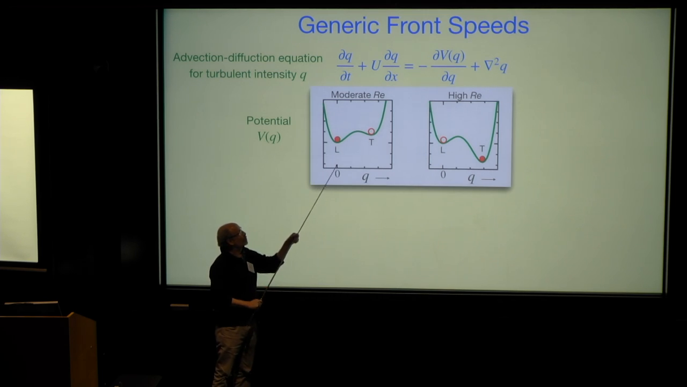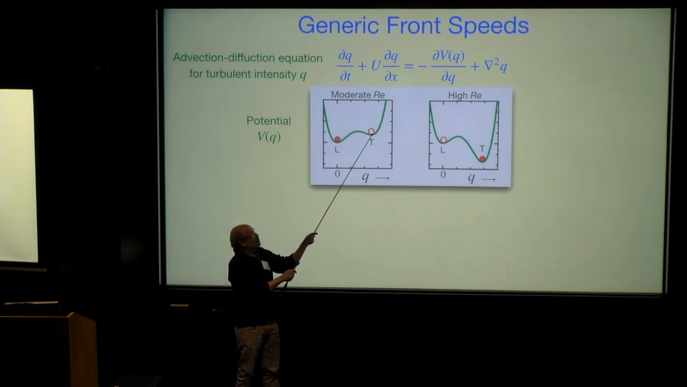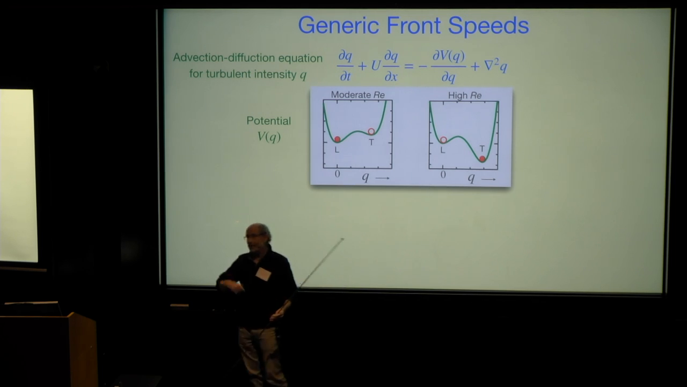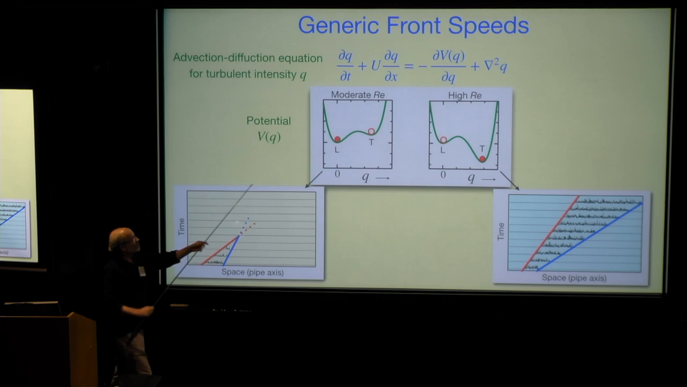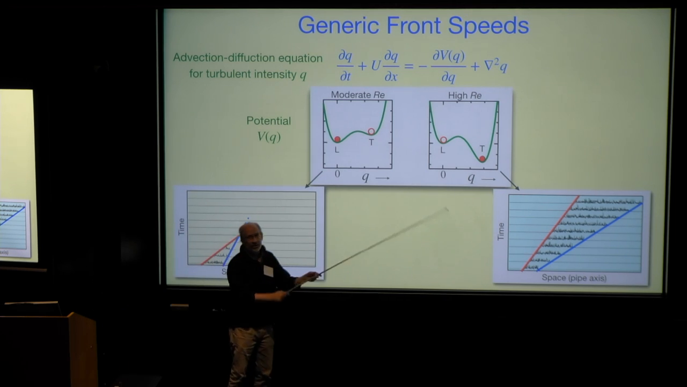Zero corresponds to laminar flow. There's always a local minimum there because laminar flow is always stable in these problems, at least over the range of Reynolds numbers we care about. Then the turbulence may be at a higher potential or it may be at a lower potential, and that determines what's going to happen. All right, so this idea is simple. If you're in this situation at moderate Reynolds number, turbulence will collapse. If you're in this situation, the turbulence will grow.